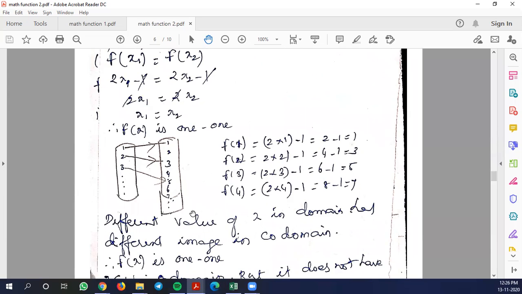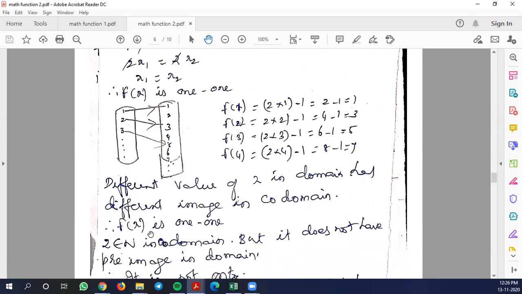Now, these are the different values of x; this is the domain and this is the codomain. Yes. Domain, codomain. The first set is domain. The second one is codomain. Our f of x is in the codomain. So different values of x in the domain have different images in the codomain. Therefore, f is one-one.